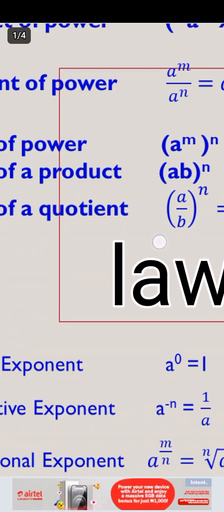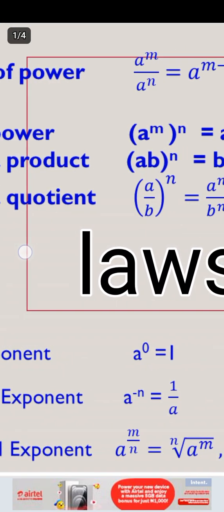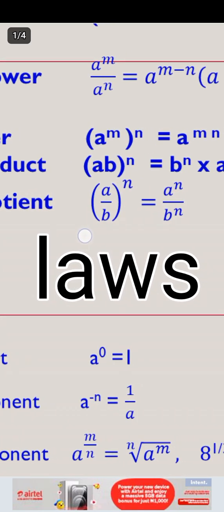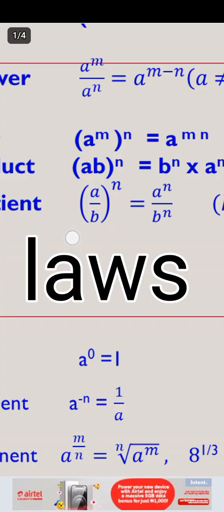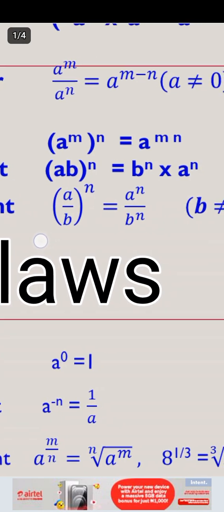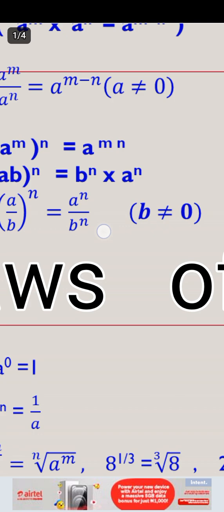Now the next one is the power of a quotient. Almost the same thing as the law of division: if a divided by b, in brackets, is raised to power n, it is the same thing as a raised to power n over b raised to power n, provided b is not equal to 0.